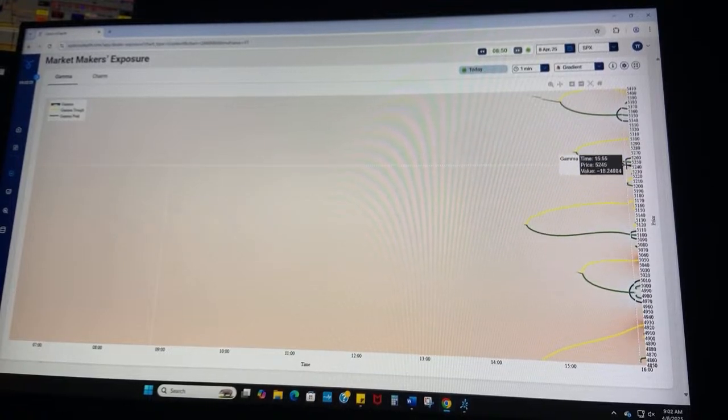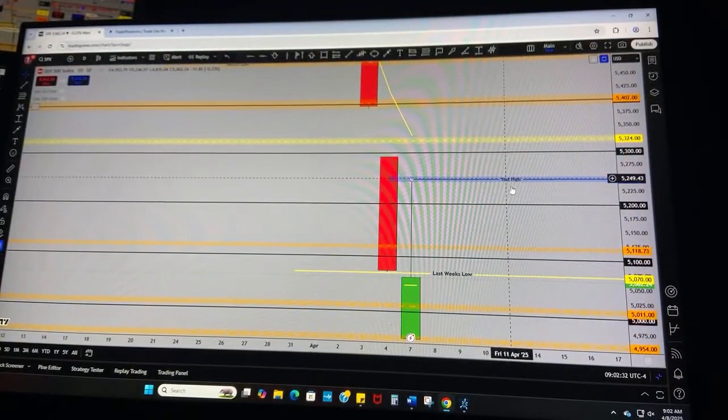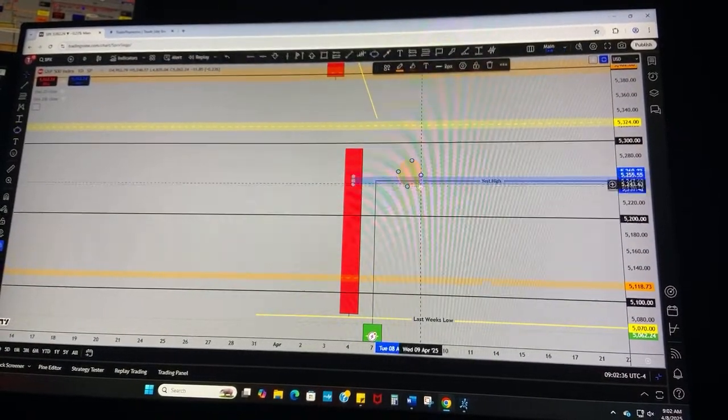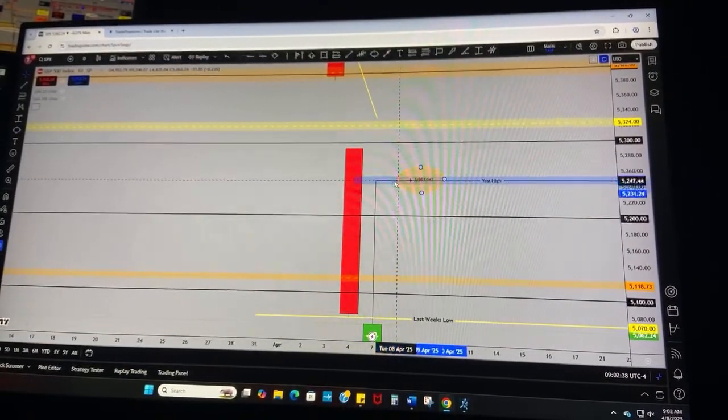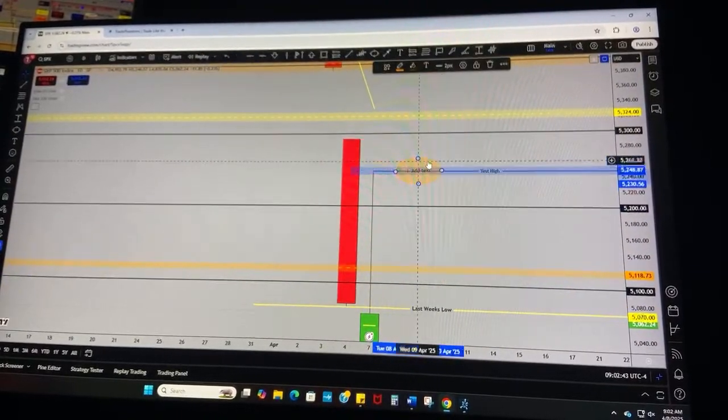Above we have 5250. Might want to write that down. 5250, and the next one is going to be 5350. This is SPX. So 5250 is where we have what's called a positive gamma node. So that's at or around yesterday's high. So what does this mean?